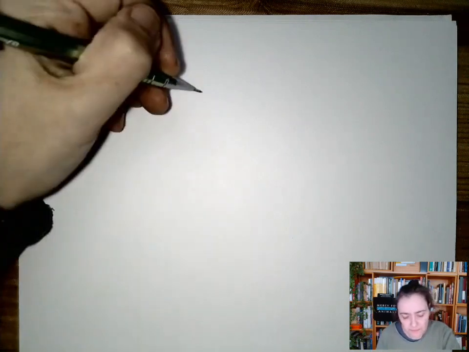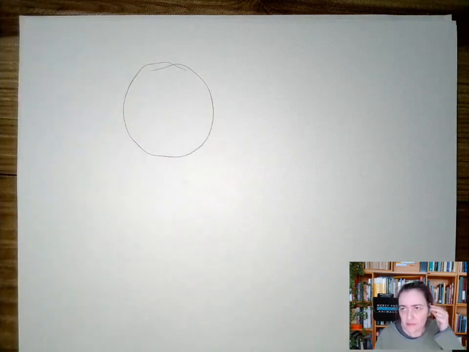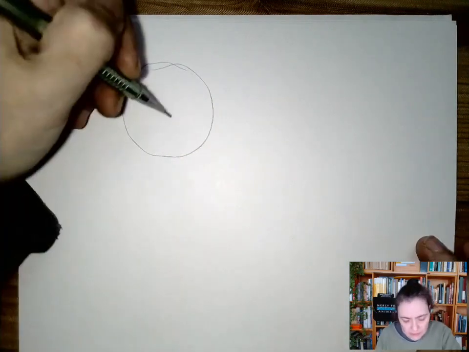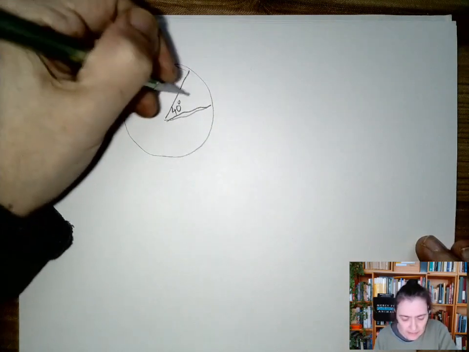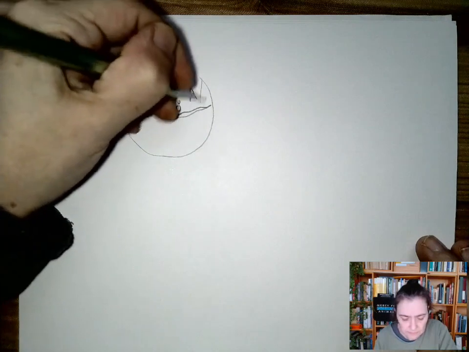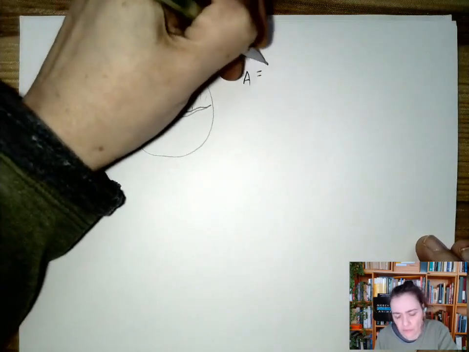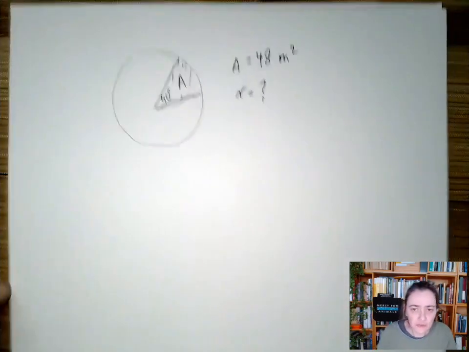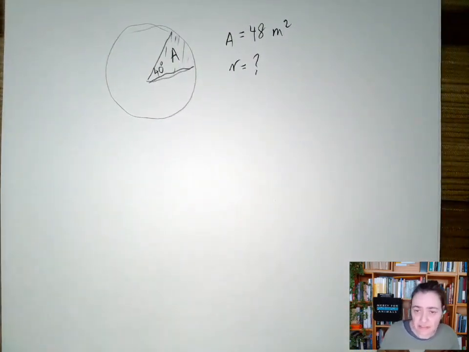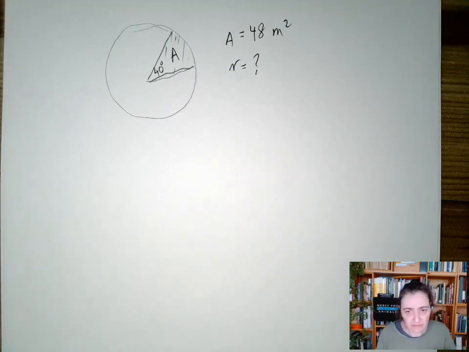So we have to find the radius of a circle if we know that a sector of a central angle of 40 degrees has an area of 48 square meters. Now, what we're very used to is going the other way around. Given the radius and the angle, find the area. But if we can go that way, then we can go backwards too. That's what equations are for.